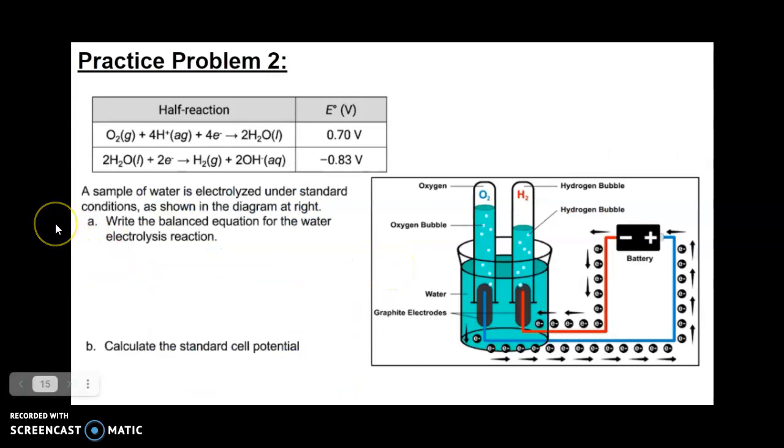Here's another practice problem. Immediately when you see this, you should see that one, it's one container, and two, there's no salt bridge. So that tells us that this is going to be an electrolytic cell. So take some time to try to solve these. You can pause the video now.